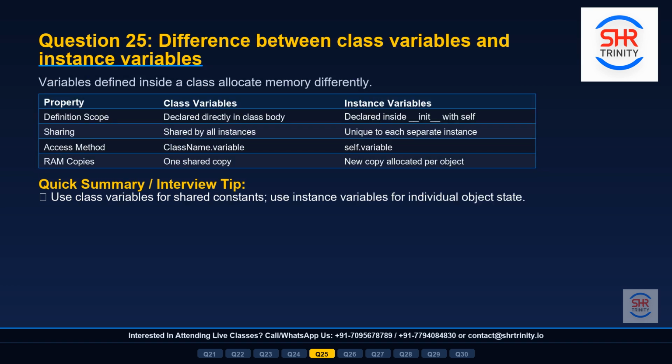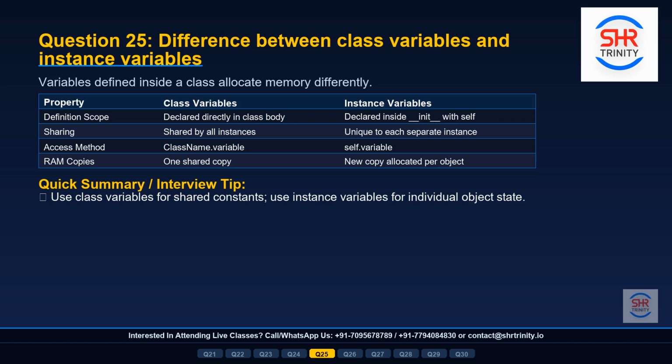Question 25, difference between class variables and instance variables. Look at the comparison table carefully. A class variable is defined directly inside the class body, outside any method. It is shared across all instances of the class. Every object references the same memory location for this variable.